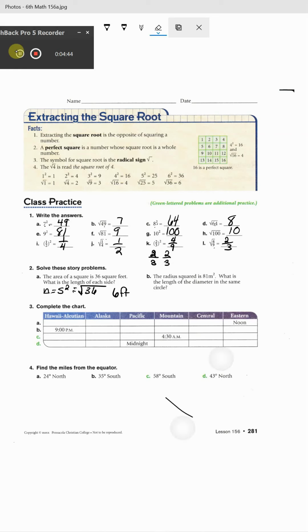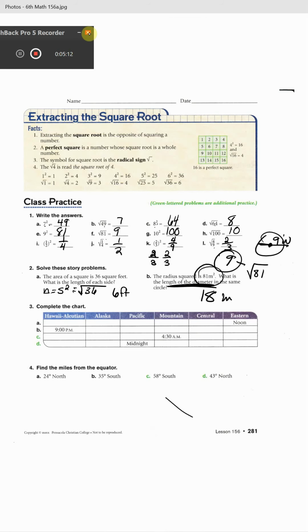Okay, so if the radius squared is 81, the radius would be the square root of 81, which is 9, right? That's the radius of our circle, 9. I'll draw the picture up top. So what would be the diameter of that circle? Well, the diameter of the circle would be twice that, which is 18 meters. This is in meters. Well, that kind of looks like an M anyway, minus the dot. All right, that was really sloppy. That one was a little tricky.